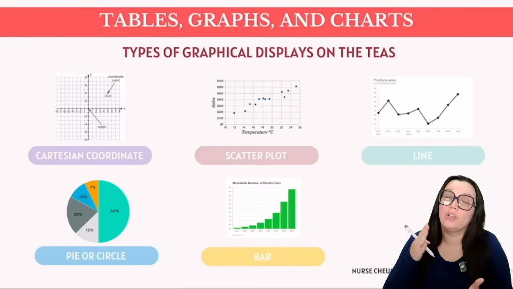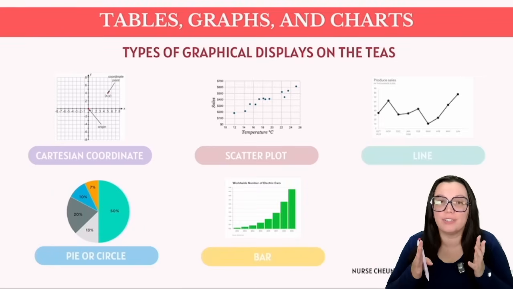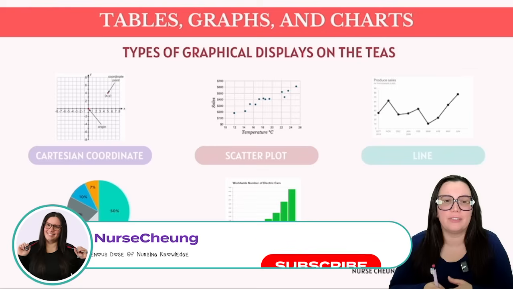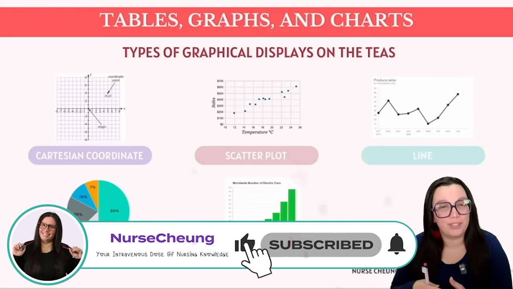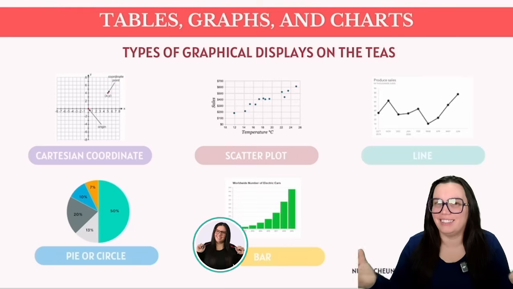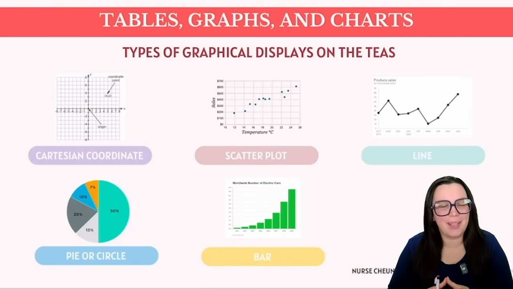The ATI TEAS is going to test you on different graphical display types and how you use them. There are 5 different types of displays that you're going to encounter when you take your TEAS. One is the Cartesian coordinate, scatter plot, line, pie or circle, and bar graphs. Let's break each one of these down.